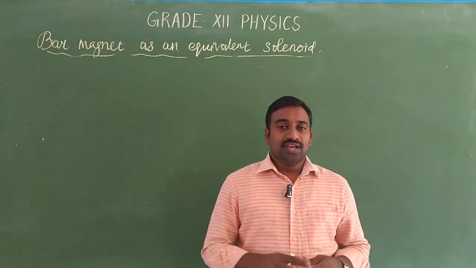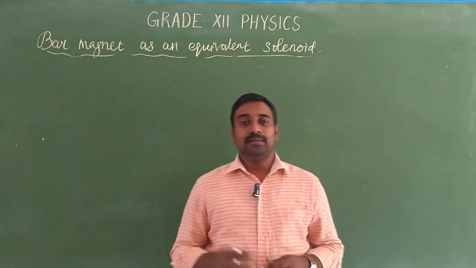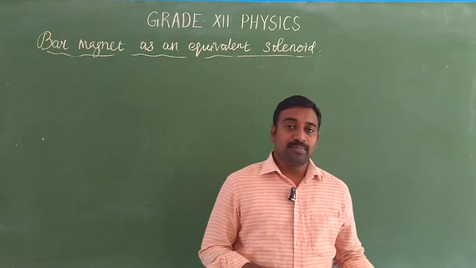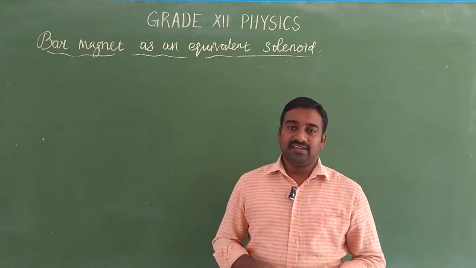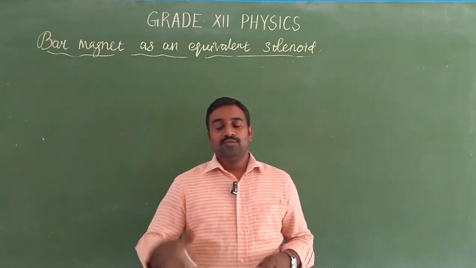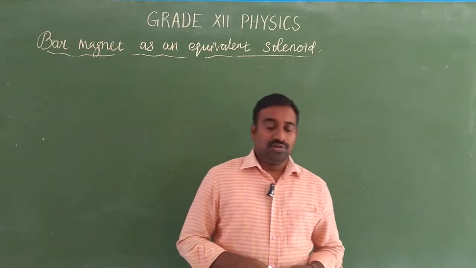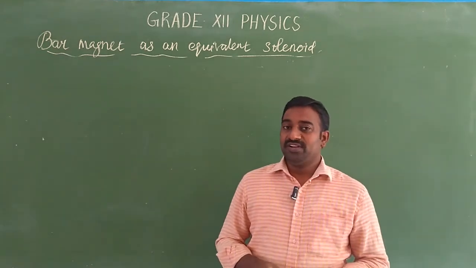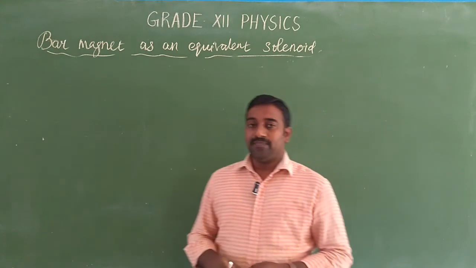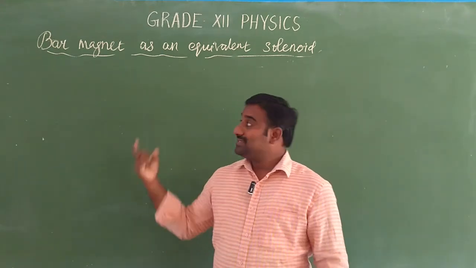Okay, so last class we had discussed the magnetic field, that is the axial magnetic field of the bar magnet as well as the equatorial magnetic field, and then how the circular loop acts as a magnetic dipole and how to find the magnetic dipole moment and the pole strength. Okay, now we are going to discuss the next topic.